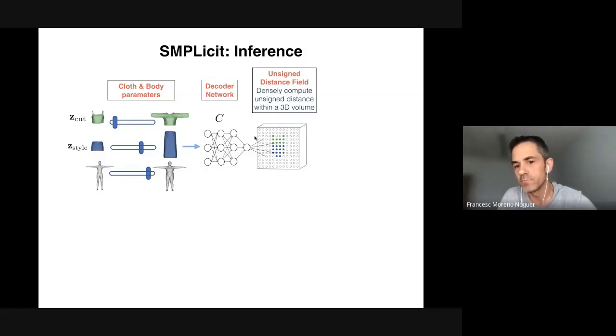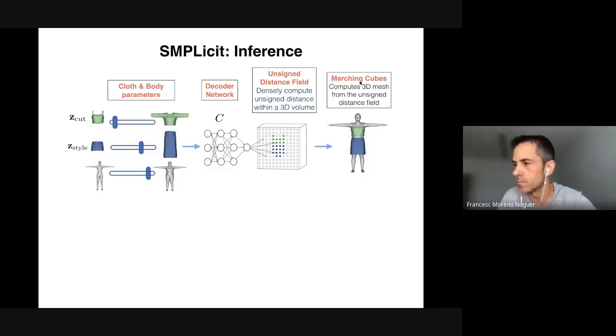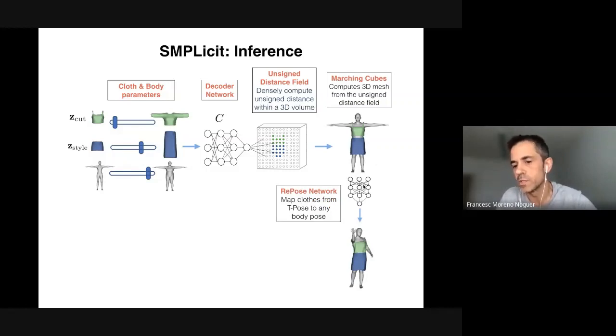When we have this dense unsigned distance field, we apply an algorithm called marching cubes, right? That computes the 3D mesh from this unsigned distance field, all right? And that's basically all. Then we also add another network that allows you to do the reposing. If you change the position of the body, it also adapts the geometry of the clothes based on that. All right. Okay, so that's, in a glimpse, at a very high level, what the algorithm does.